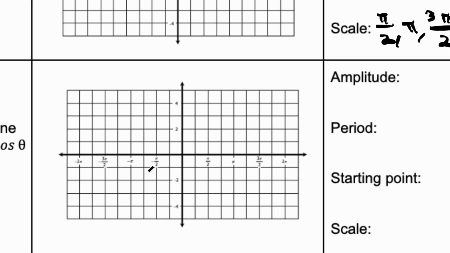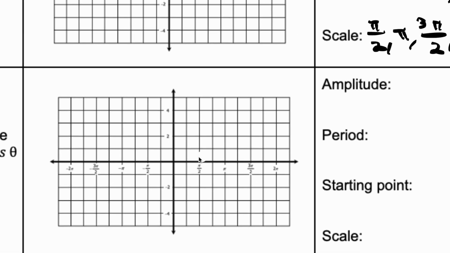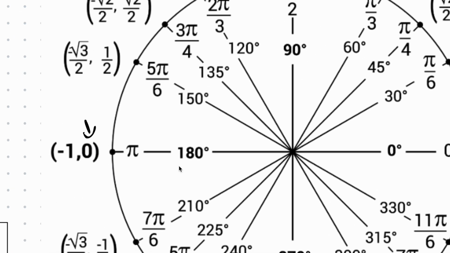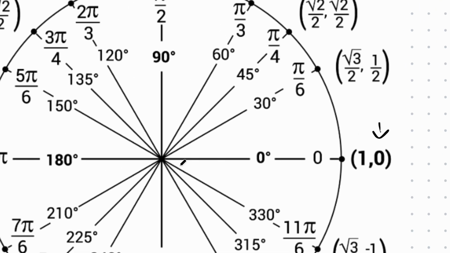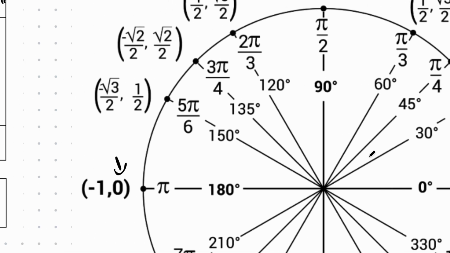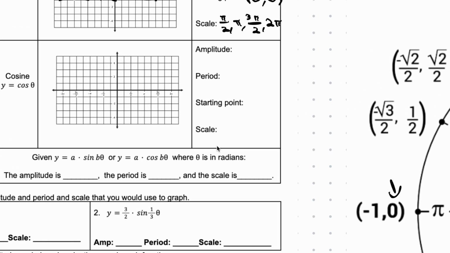Okay, so cosine on the other hand. On the x-axis, we have our angle. What is our value of cosine when our angle is 0? We go to our unit circle. 0 is our angle. What's our value of cosine? Our cosine is always going to be our x value, so it's going to be 1. So we're going to start at 1.